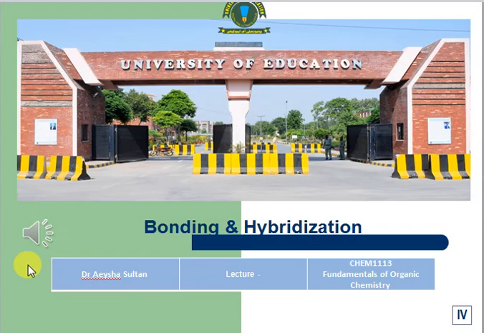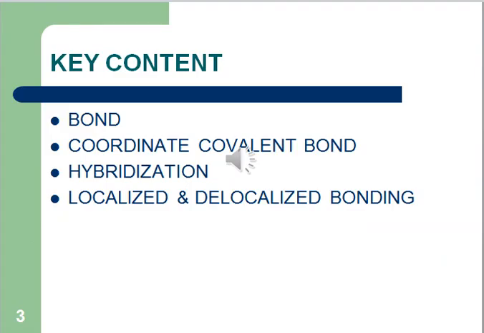So in today's lecture we will consider bonding and hybridization. The key concepts which we will consider in today's lecture will be the bond, what's a coordinate covalent bond, what's hybridization, and lastly we will consider delocalized and localized bonding. Alright, so what's a bond?